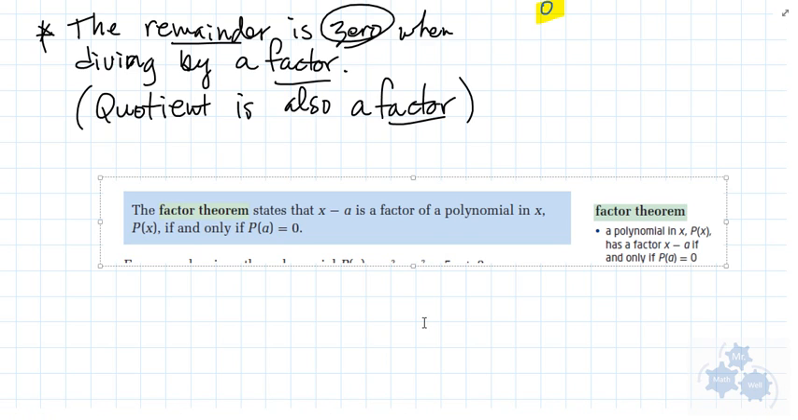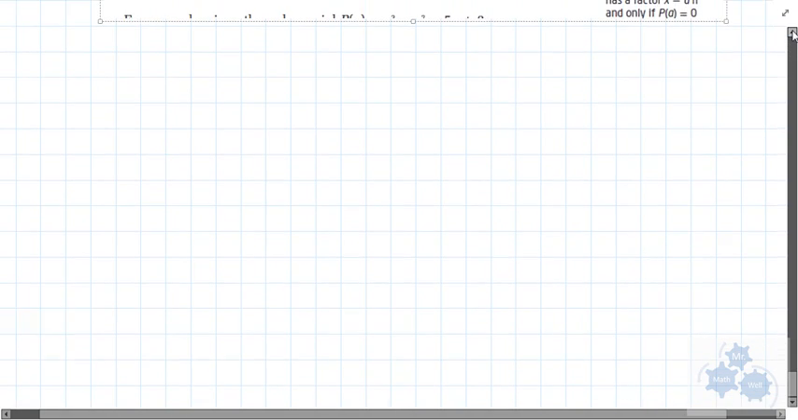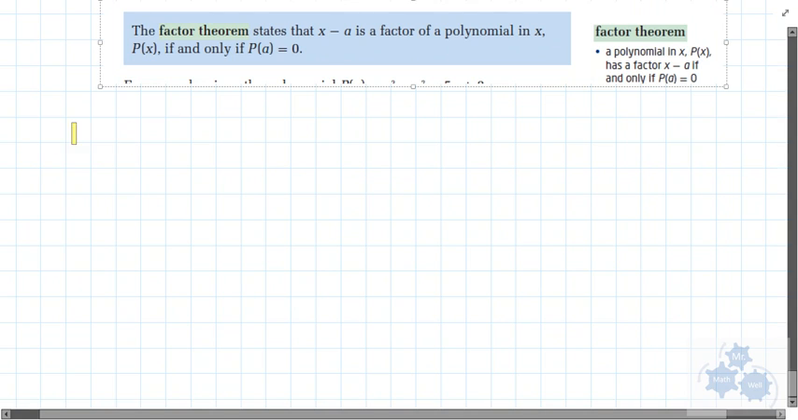I'll say that again. If you know that this value p of a is 0, then you can automatically say that x minus a is a factor. That's what the factor theorem states. All right. So, oh, sorry, I'll just go back there. Have that up there. So, just let's see. I'll pick an example here.